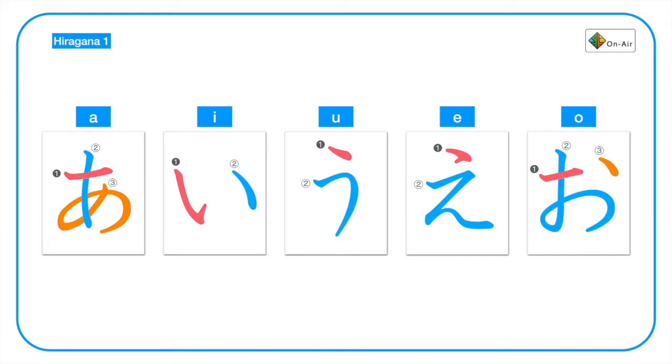They are A, I, U, E, O. A as in father, A. I as in eat, I. U as in the double O in English, U. And then E as in the word set, E, and then O as in the word old. So A, I, U, E, O.